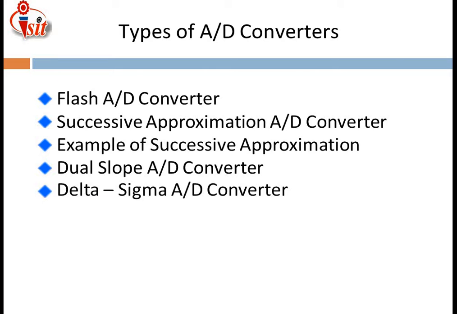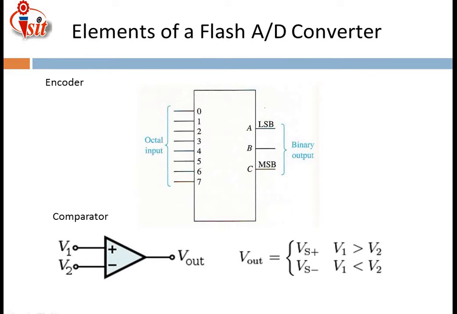First one is a flash analog to digital converter. Second one is a successive approximation analog to digital converter. Third is an example of successive approximation. Then fourth is a dual slope analog to digital converter. Then last is the delta sigma analog to digital converter. These are the 5 types mostly used for the analog to digital converter. First of all, we are going to see these 5 types one by one.